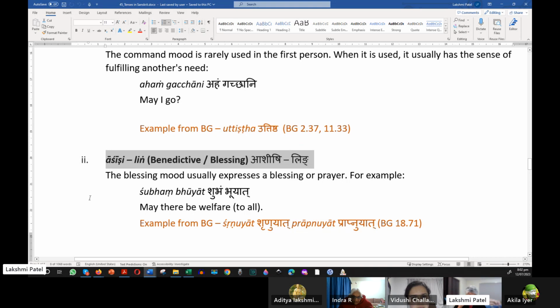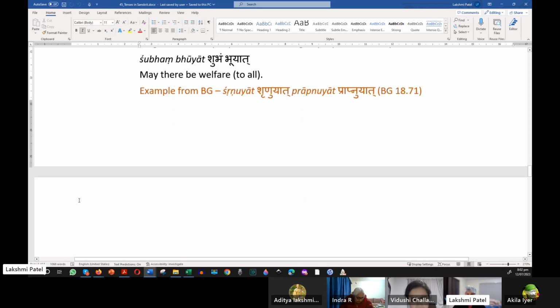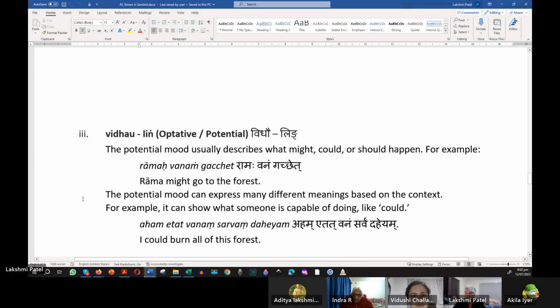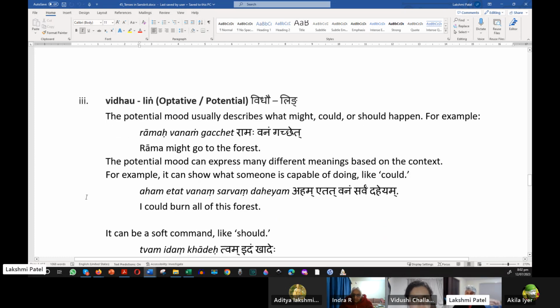Here, Bhuyat. May there be Shubham, auspiciousness or welfare to all. Bhagavad Gita, Shrunuyat, Prapnuyat. All these verses, all these words. May it be heard. May it be received. Okay? Make sense? Okay. Then we have the third, which is Ling Lakar.